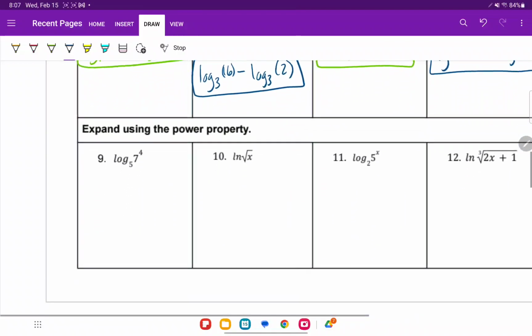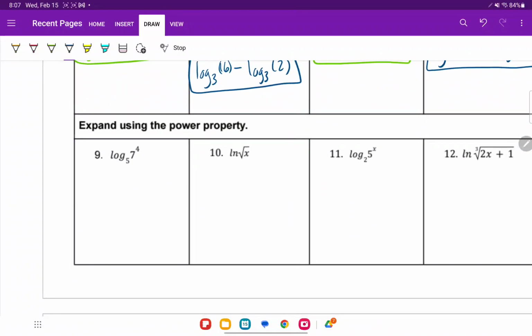Now the last one is the power property. This is where you take the exponent and you move it to the front and you multiply it to that log. So for this first one here, we have an exponent of 4. We're going to move that to the front and multiply it to the log. So my answer here would be 4 times log base 5 of 7. And I can't simplify any further, so this is my final answer.